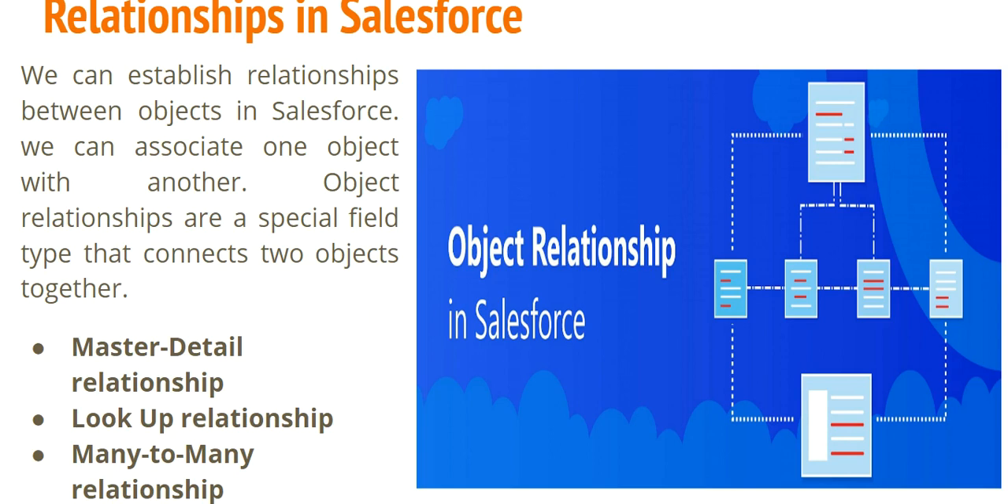Now let's talk about the lookup relationship. The lookup relationship is a loosely coupled relationship between Salesforce objects, which means if a parent record gets deleted, then child records remain in the system.